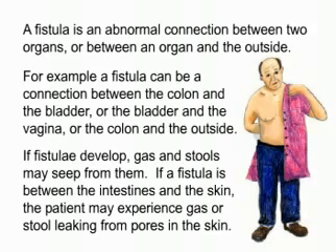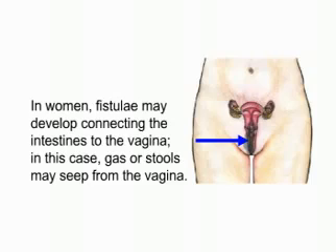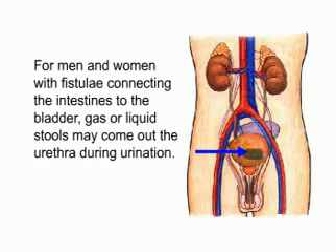If a fistula is between the intestines and the skin, the patient may experience gas or stool leaking from the pores in the skin. In women, fistulae may develop connecting the intestines to the vagina. In this case, gas or stools may seep from the vagina. For men and women with fistulae connecting the intestines to the bladder, gas or liquid stools may come out the urethra during urination.